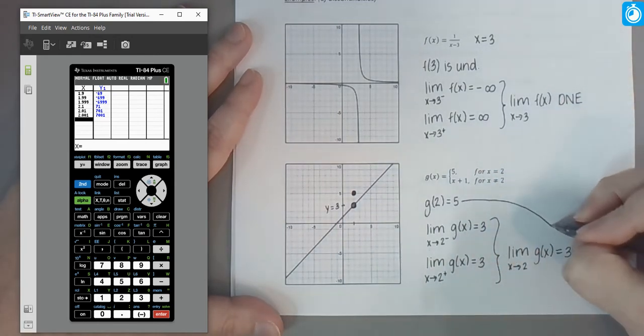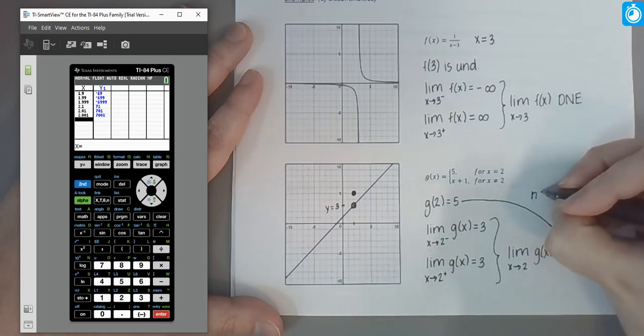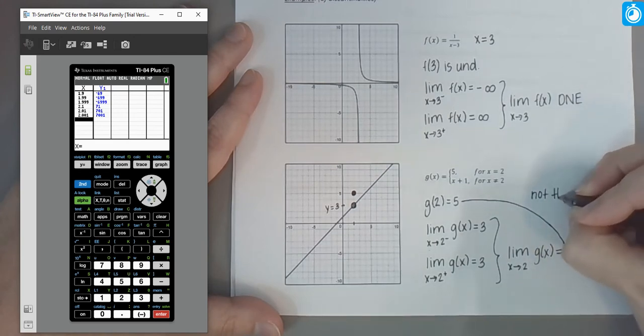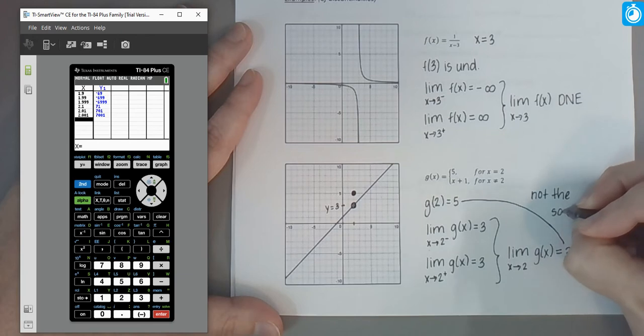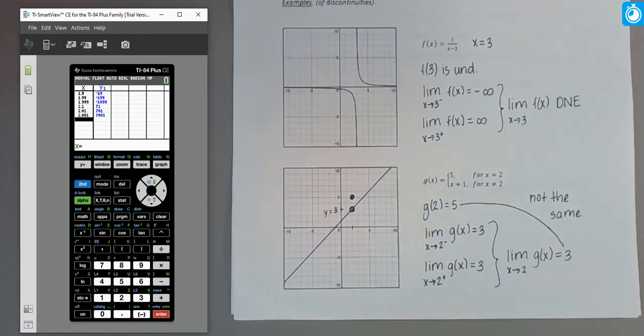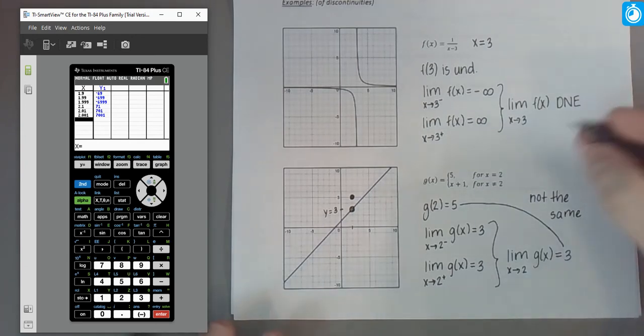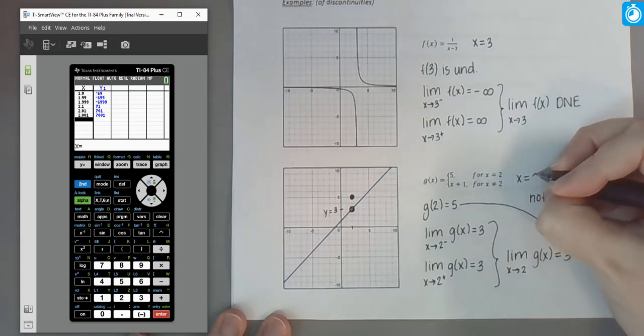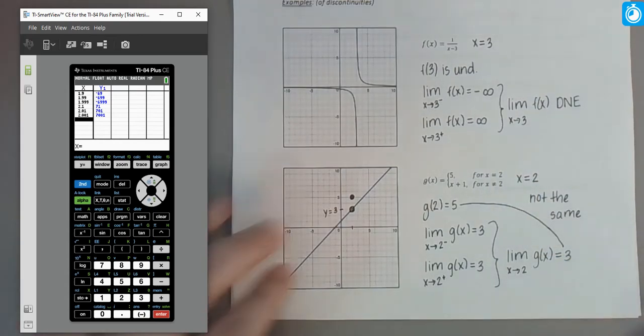The problem here is that the function value and the limit value are not the same. That was why we had a discontinuity there. So a bunch of things were defined, but if our limit and our actual function value differ, that also represents a situation where we have a discontinuity. And again, here the discontinuity was at x equals 2.